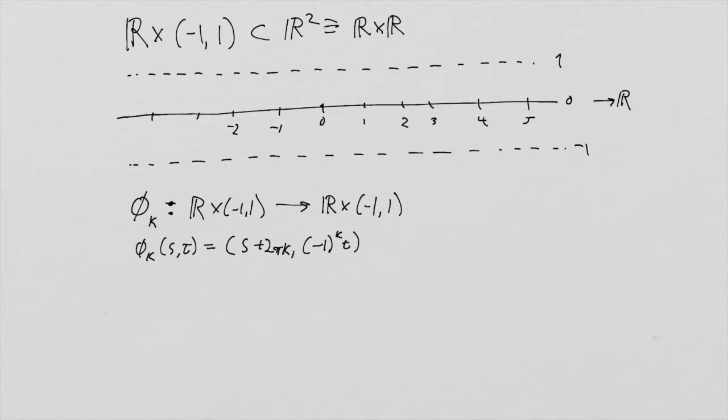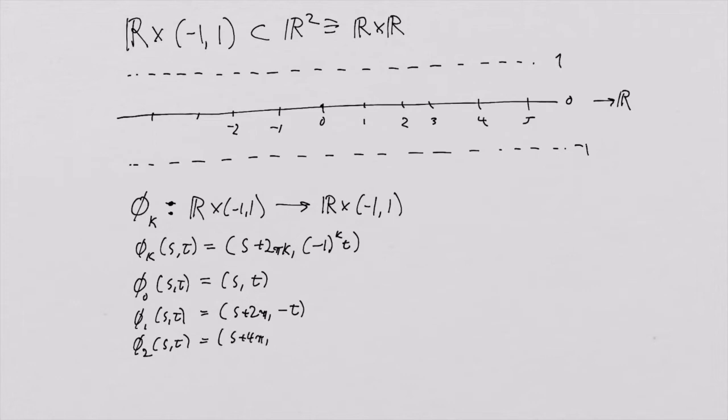So there's a whole family of these functions, all indexed by k. For example, phi sub 0 of s and t returns s and t. Phi sub 1 of s and t returns s plus 2 pi and minus t. Phi sub 2 of s and t is going to return s plus 4 pi and t. Likewise, you'll have the negative ones: phi sub -1, phi sub -2, etc. So there's an infinite number of these phi's, and they're all indexed by this integer k, and k shows up in the formulation of how phi returns things as a function.